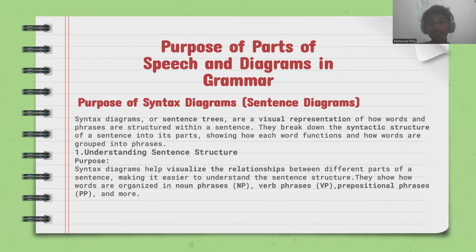Okay, the purpose of syntax diagrams. Syntax diagrams or sentence trees are a visual representation of how words and phrases are structured within a sentence. They break down the syntactic structure of a sentence into its parts, showing how each word functions and how words are grouped into phrases. Okay, understanding sentence structure. Syntax diagrams help visualize the relationship between different parts of a sentence, making it easier to understand the sentence structure. They show how words are organized in noun phrases or NP, verb phrases or VP, prepositional phrases, PP, and more.